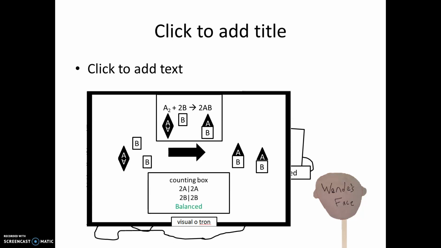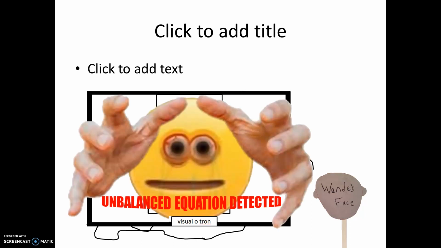Now, the main thing about balancing chemical equations is that you want the same amount of each chemical species. Here the chemical species are A's and B's on each side. According to the counting box, there are two of each chemical species, A and B, on each side of this generic chemical equation, which means the equation is balanced. However, if we remove one of the AB molecules, then the equation becomes unbalanced. This is not good.